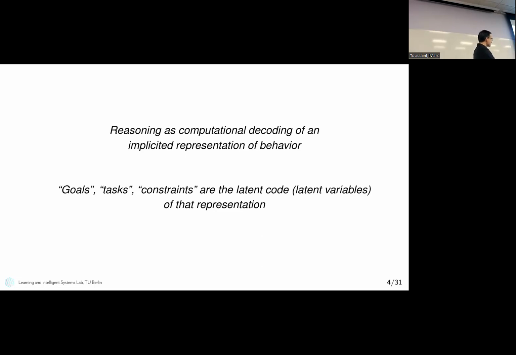And in that sense, you could also ask, what do the words goal and task and constraint mean? Those are the latent variables. That's the latent code of that representation. You see? So that's the latent code, kind of like the generative code. And if you want to decode it, you have to do reasoning to actually translate it to behavior. Okay, so that was kind of my introductory stage.